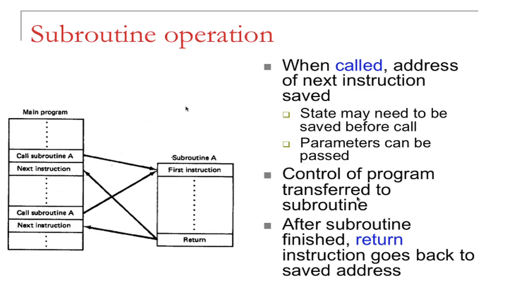So the call instruction will transfer the program control to the subroutine, and after the subroutine finishes, the return instruction will go back to the saved address. Before we make the call, we actually save the address of the next instruction to some special place, and that special place is called the stack.